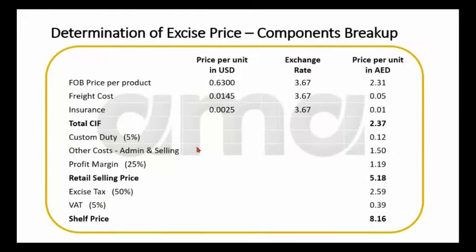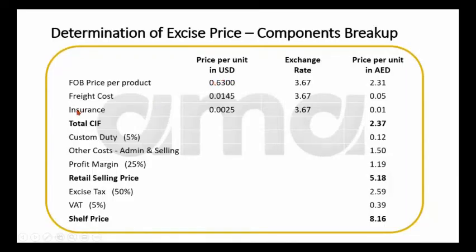Determination of the excise price. I have just given a model, a breakup, of the big context of computing the excise price. Ahead of it is quite an intricate process, but this is a component-wise computation. For example, we are importing a product whose free on board price is in USD per unit. I'm assuming this is free on board ex-works, I mean, outside the factory. From there, the importer will bring it and take the responsibility.